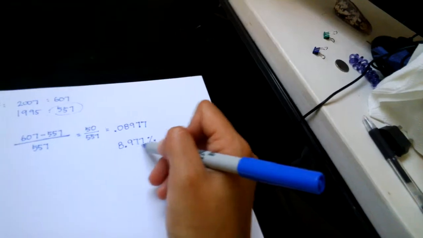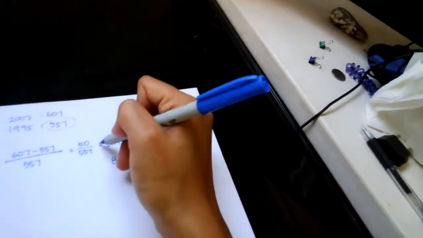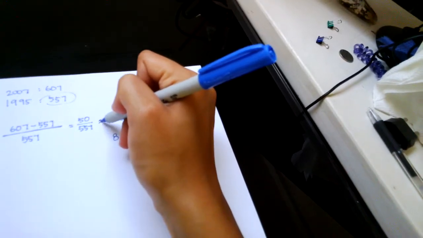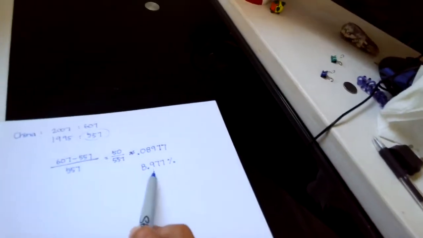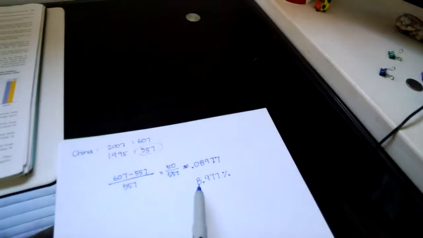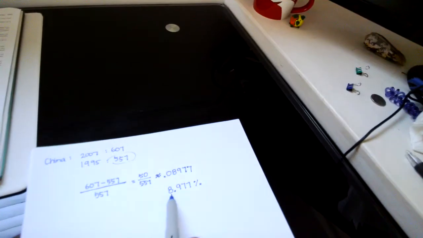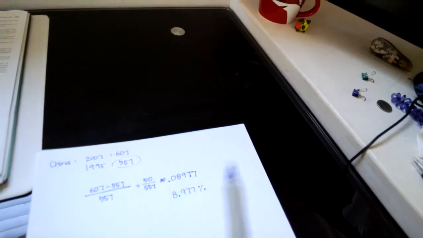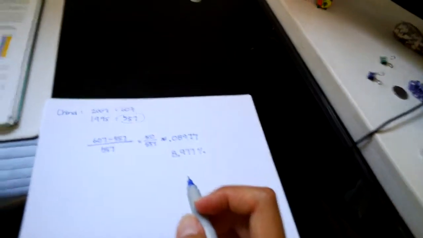Watch out for what MyMathLab asks you to round it to for class, quiz, and test. I don't care where you round it. Just know that it's an approximation, so I should have the approximately equal to sign. Okay, so that's the percent increase. So for China, from 1995 to 2007, there was an 8.977% increase in their average math score.